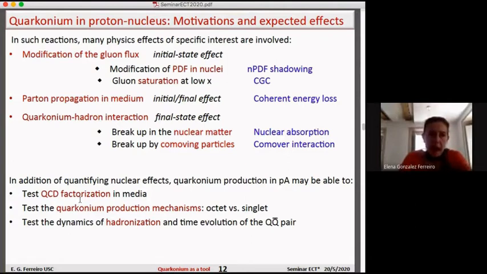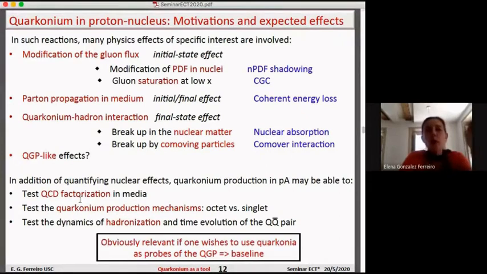A question that has appeared lately is whether it is possible to have quark gluon plasma-like effects even in proton-nucleus collisions. We will see that at very high multiplicity, even in proton-proton, you can have strange effects, as I will show you. In any case, we need to study proton-nucleus because these nuclear matter effects are relevant if one wishes to use quarkonia as a probe of the quark gluon plasma, so as a baseline.